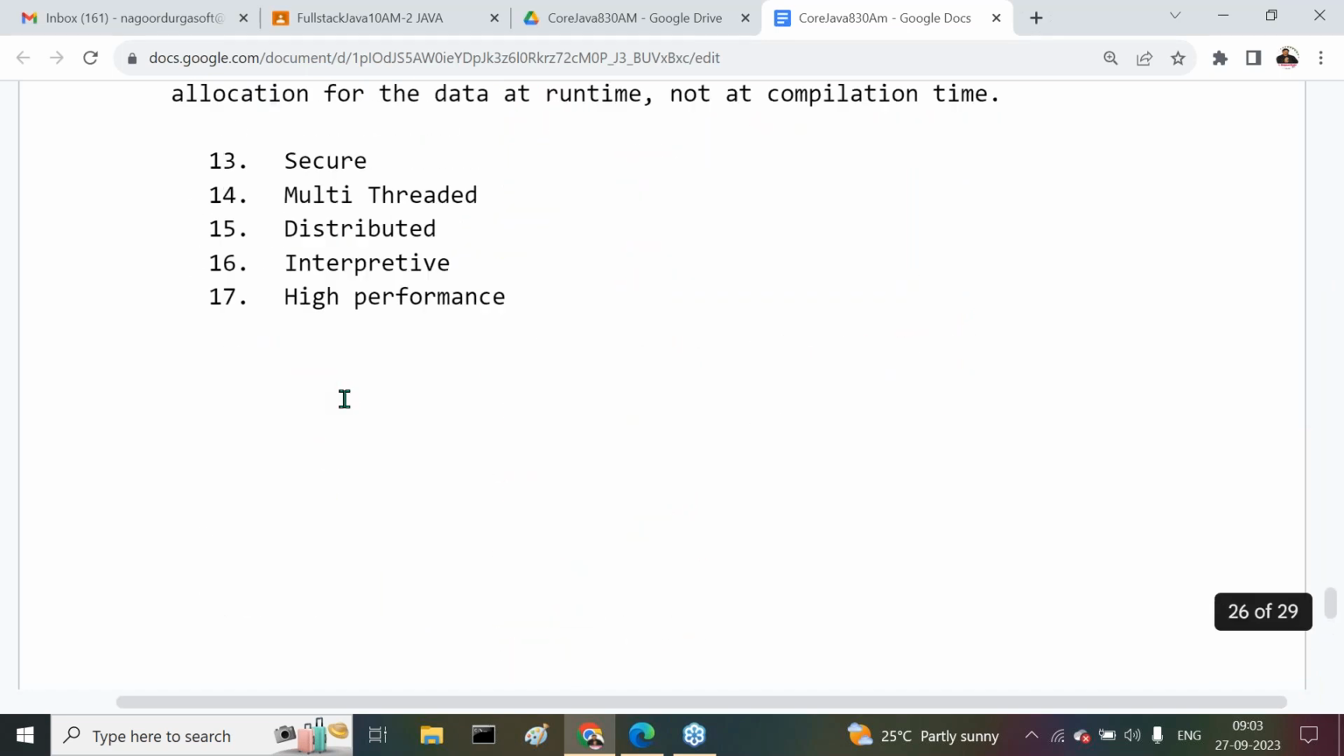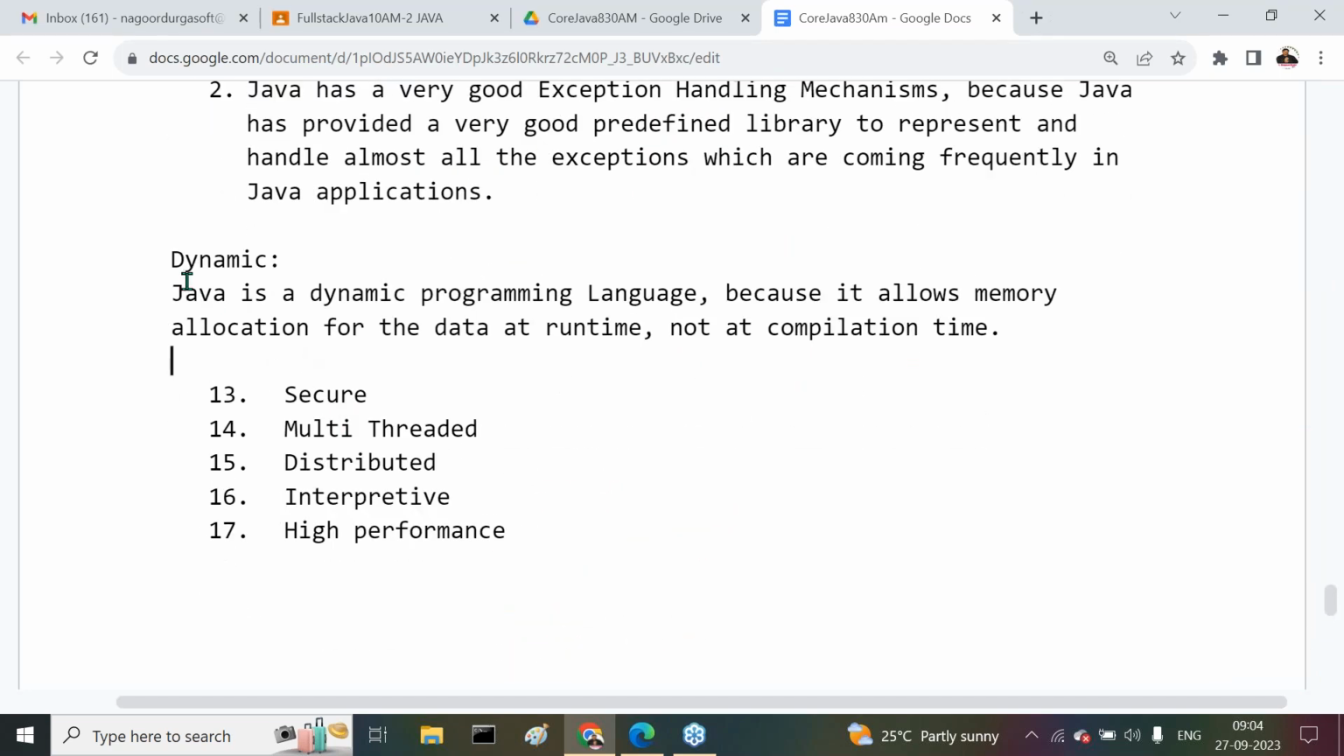Try to understand it, guys, what I'm telling you. Now here we are talking about what a dynamic programming language is. If any programming language follows dynamic memory allocation, then that programming language is a dynamic programming language. It means that if the memory allocation is going on at runtime, not at compilation time, then that programming language is called a dynamic programming language. Okay, now this is completed.